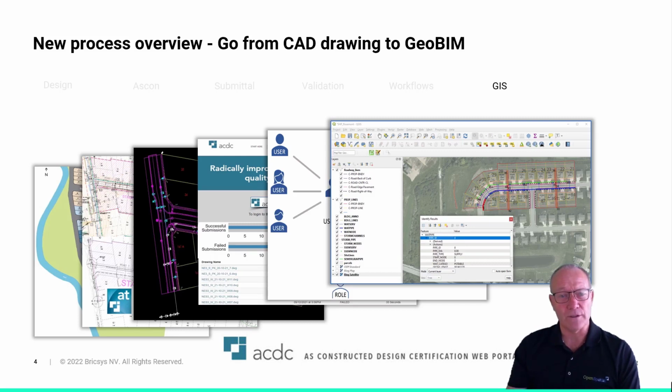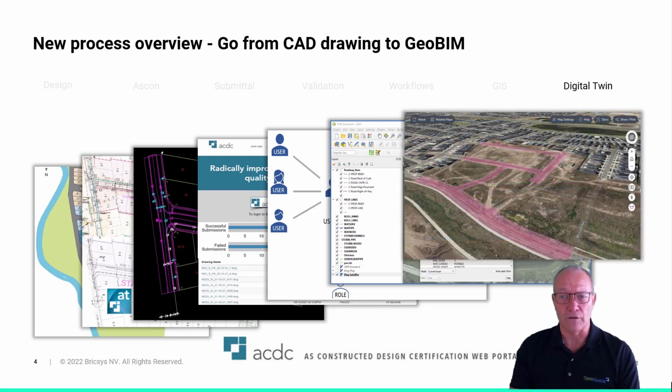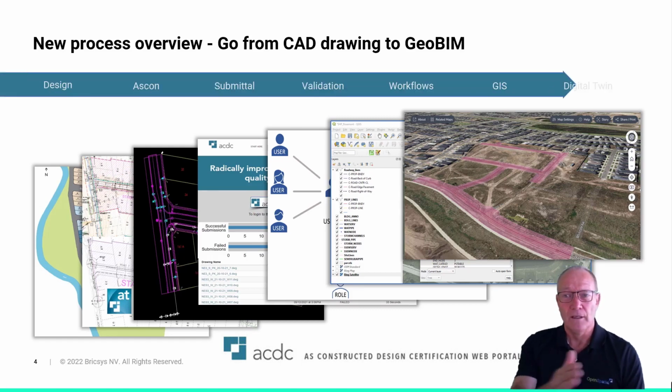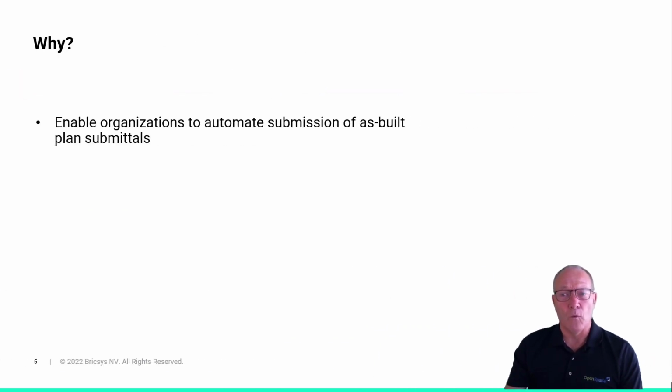These days, we can also take that information and push it straight into a digital twin or GeoBin model. And so here you're actually seeing the construction data, the CAD data from the plans digitally, and they contain all the attributes that go with it. So that's the overview. So let's take a look at why we would want to do this.